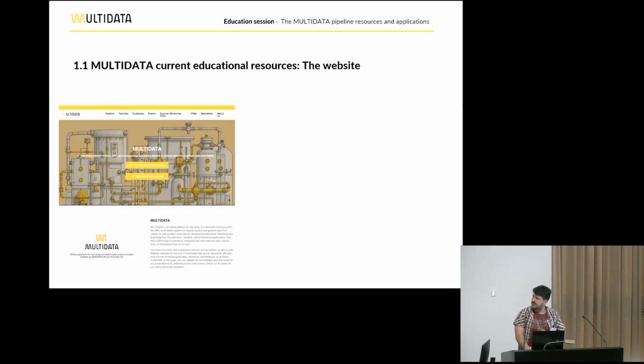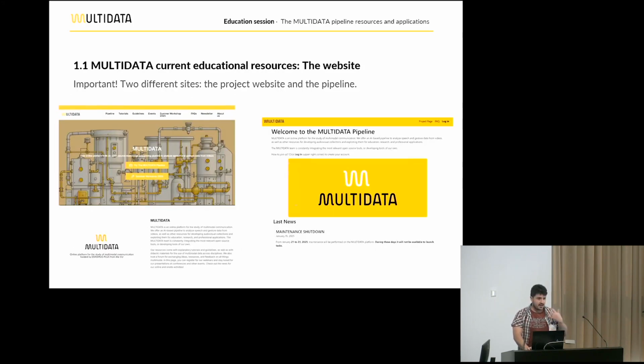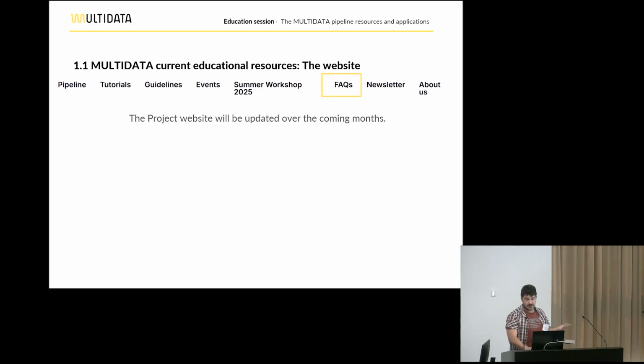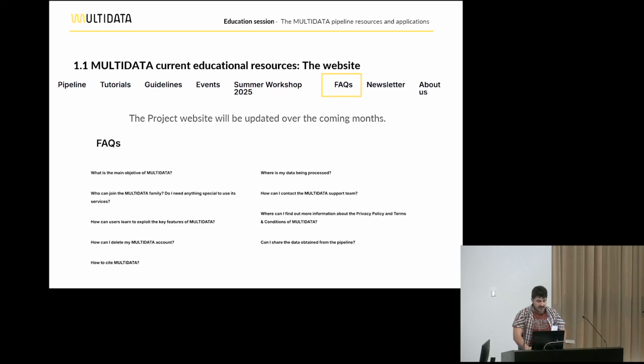Just a brief reminder, we have two websites. All the stuff that I'm going to be telling you about is going to be on the MULTIDATA website, the one you see on your right, which is where all the information of the project is, not the pipeline website. Some of the main information you can see there right now is in the frequently asked questions section. There's information about main objectives, some information about privacy, citation, and generally about how the data is being processed.